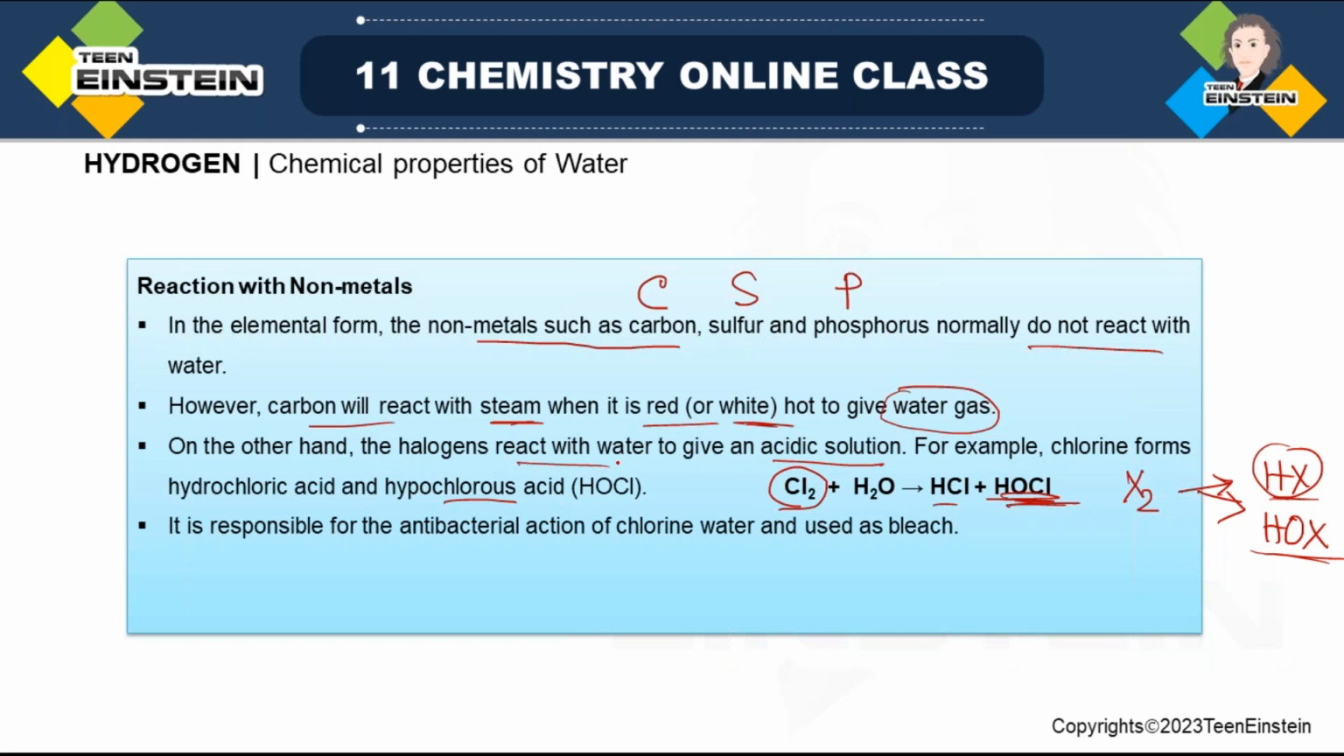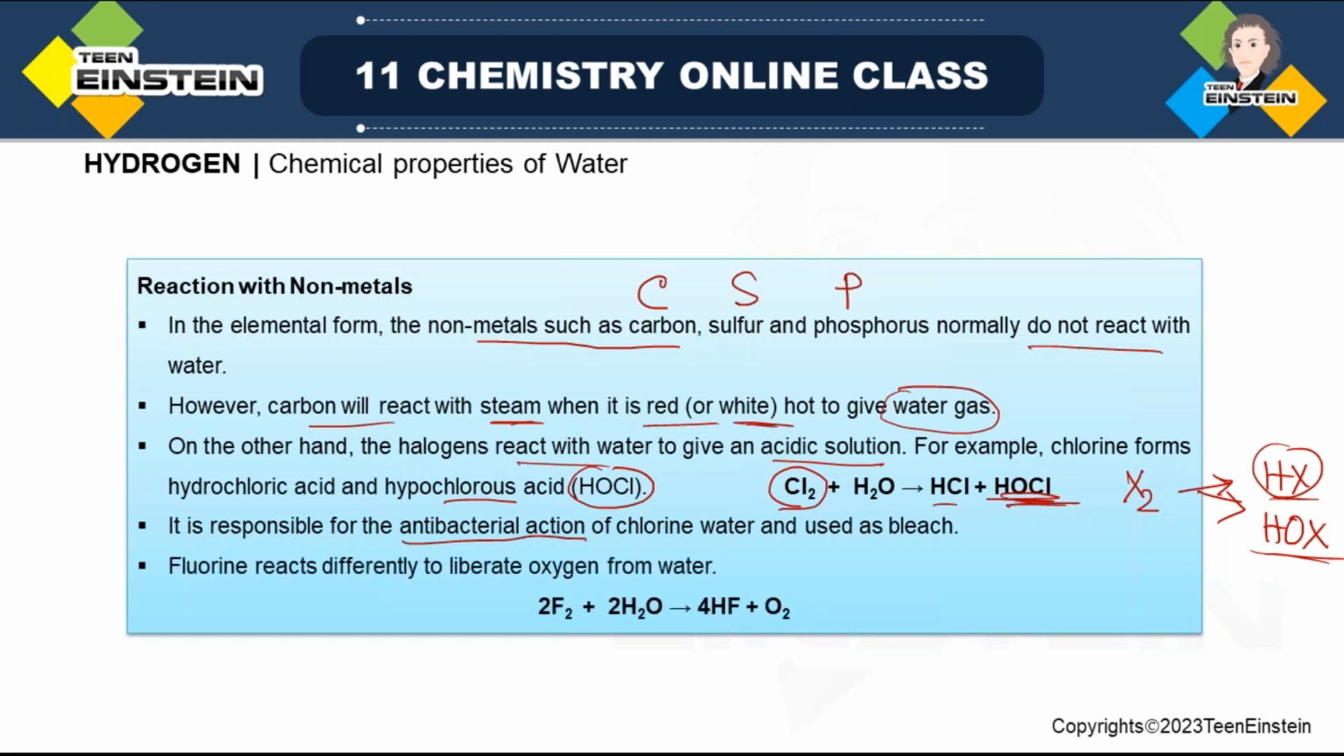Now this HOCl is actually responsible for the bleaching action of chlorine water. We know chlorine water has bleaching action, but what is the actual component responsible for it? It is hypochlorous acid. So it is responsible for the antibacterial action of chlorine water and can be used as bleach. Fluorine reacts differently, liberating oxygen from water.